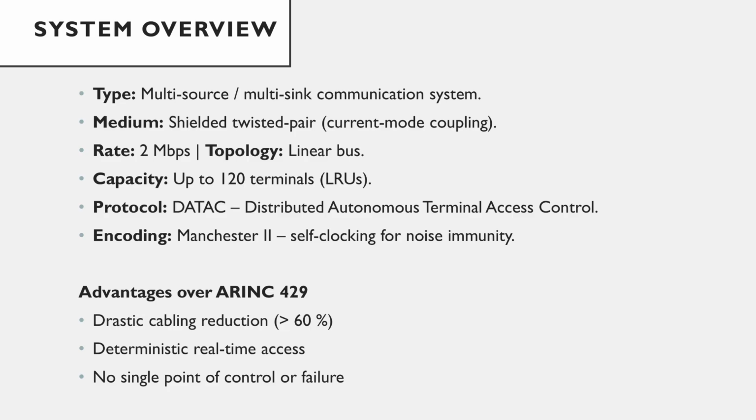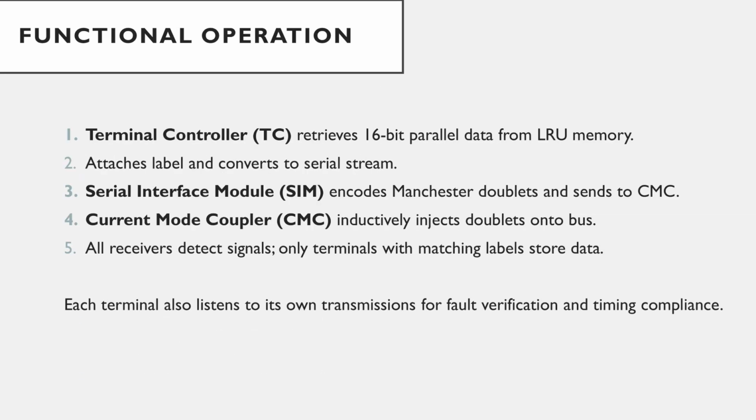When an LRU needs to transmit data, the terminal controller retrieves the 16-bit parallel words, attaches the correct label, and converts them into a serial stream. The serial interface module converts this into Manchester-encoded doublets, which are inductively coupled onto the bus through the current mode coupler. All listening terminals examine the labels and store only the data meant for them, ensuring efficient communication.